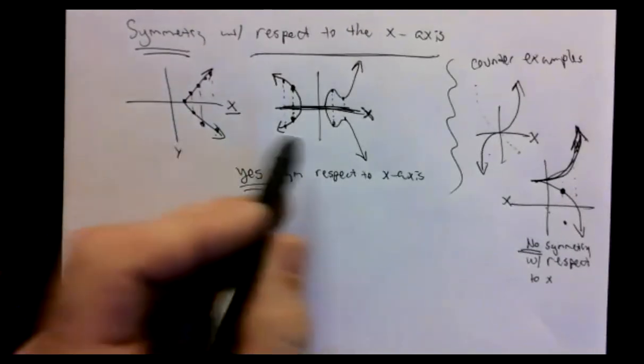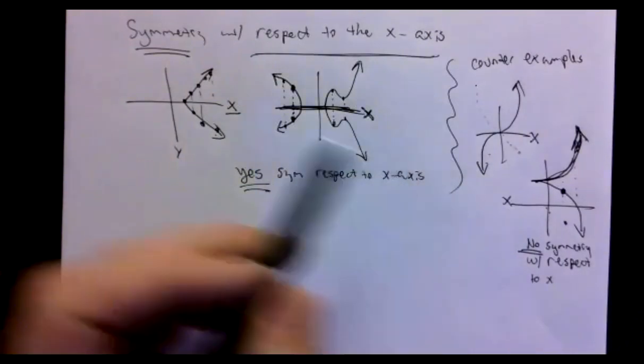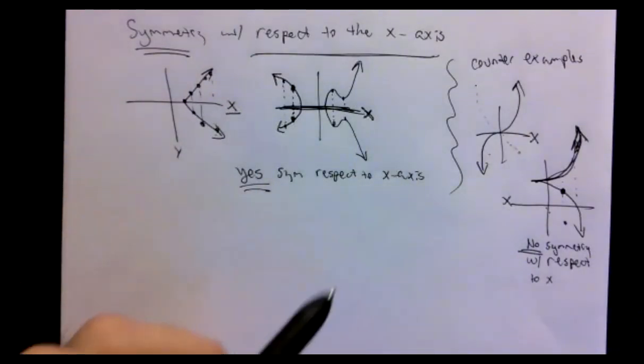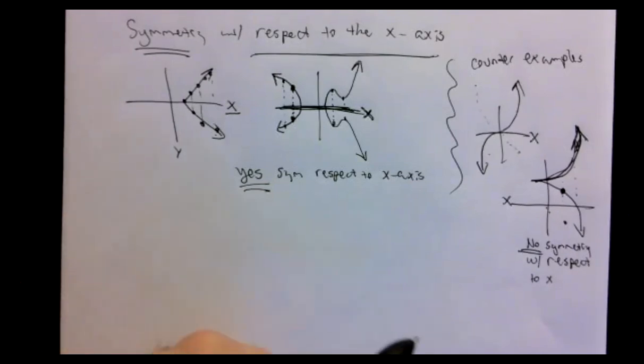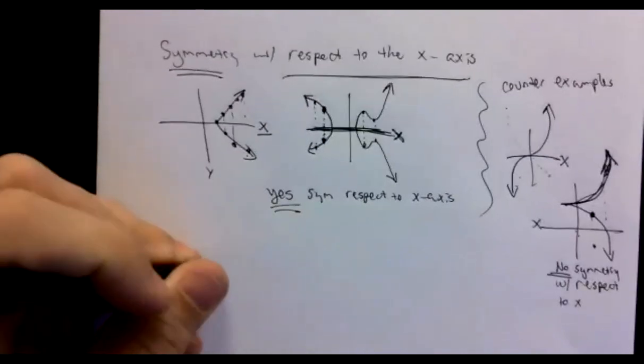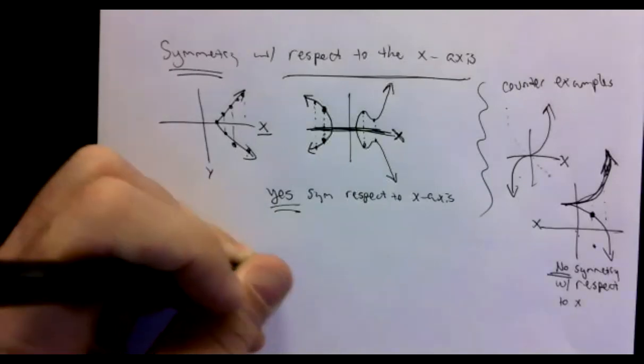Now, that's if they provide a graph, which on some of the problems they're just going to draw a graph, and they're going to say, hey, does this have symmetry to the x-axis? And you'll click yes, or you'll click no. It's simply a yes or no type of thing. Now, they could also ask you for a specific coordinate.